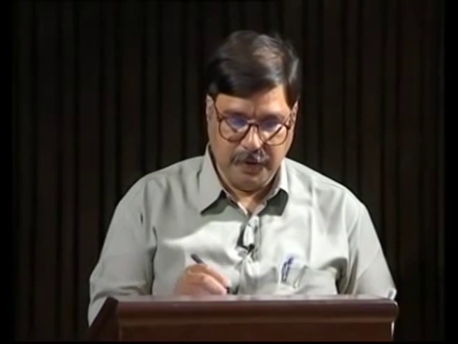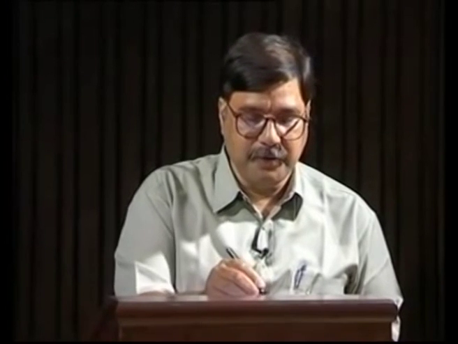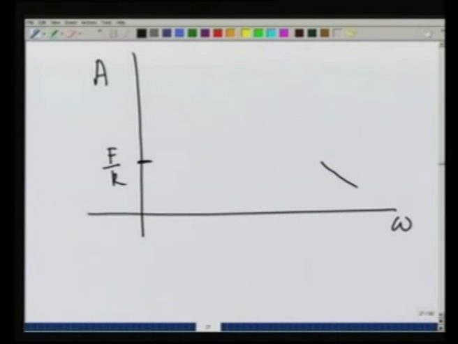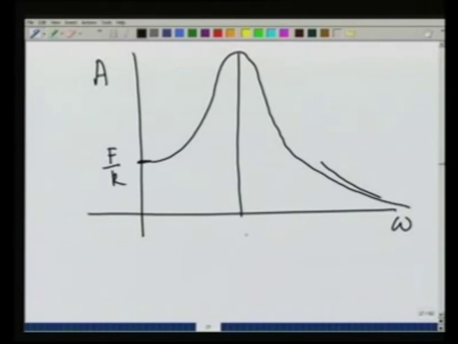So, it is clear that if I were to plot the amplitude of the motion with respect to the applied frequency of the force, it will have a value f over k at omega equal to 0, and it will decay as f over m omega square far away. In between, this behavior for light damping is something like this, where the maximum occurs at omega equal to omega 0.